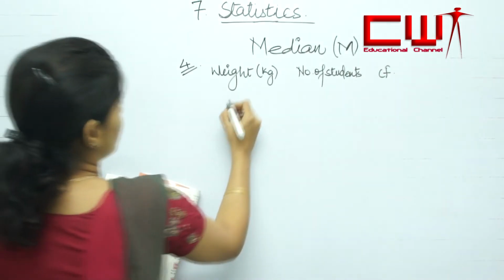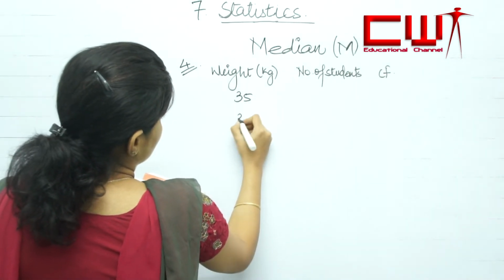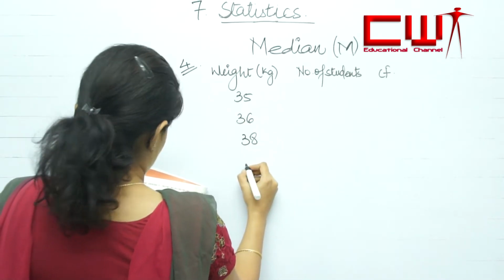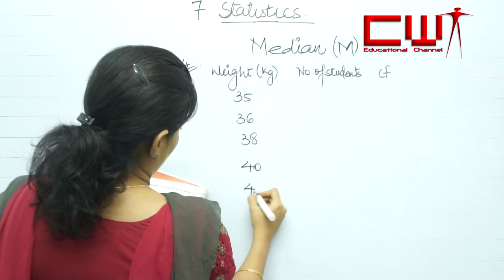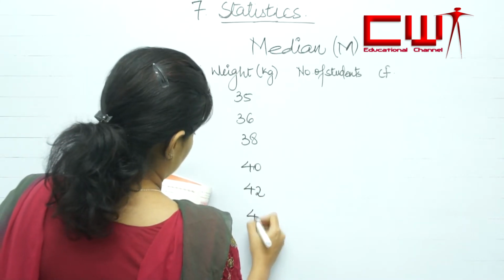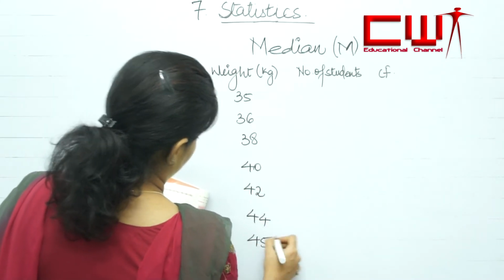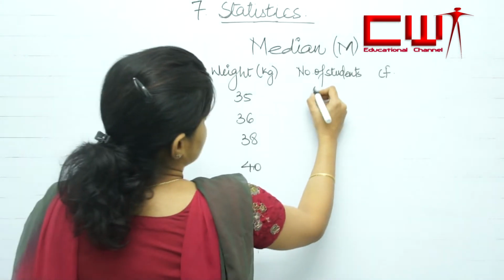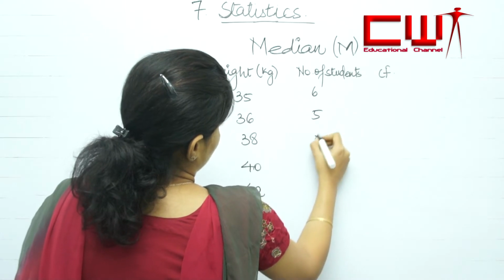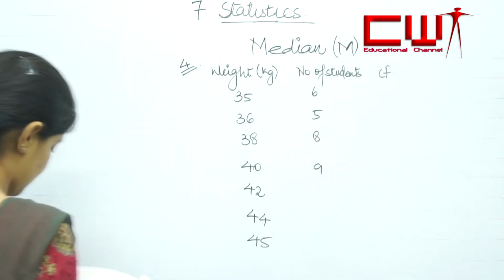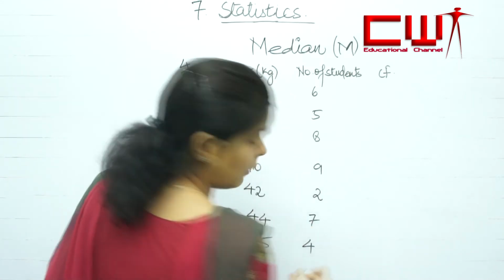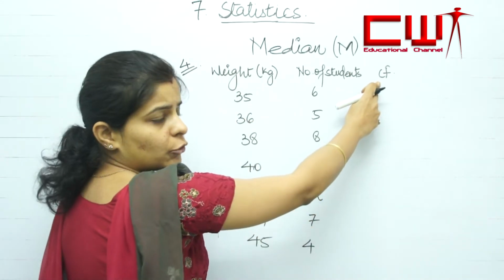What is the weight given to you? 35, 36, 38, 40, 42, 44, 45. What are the numbers of students given to you? 6, 5, 8, 9, 2, 7 and 4. Now you will find out the cumulative frequency.